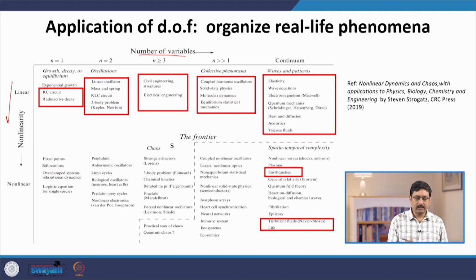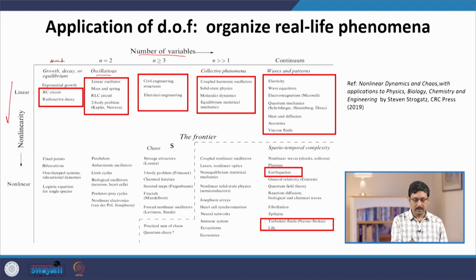The simplest systems have 1 degree of freedom, and some examples are here. These are topics like the RC circuit, or in nuclear physics the law of radioactivity. So, that is the easy part. Then you can go to a slightly more complex example with 2 degrees of freedom.